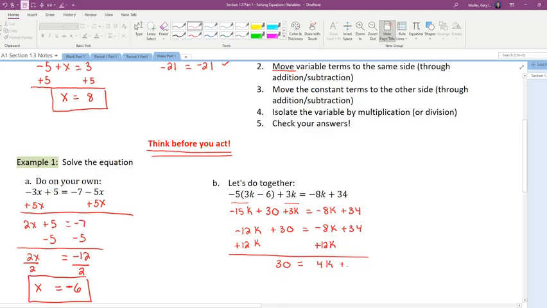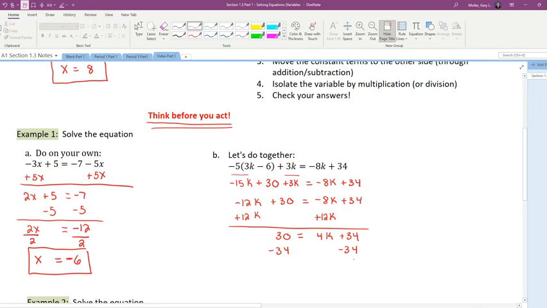Bring down the 34. Then I move the 34 to the other side, or said another way, I get rid of it on that side. And I'm left with negative 4 equals 4k. So obviously when I now divide by 4, I get my answer.